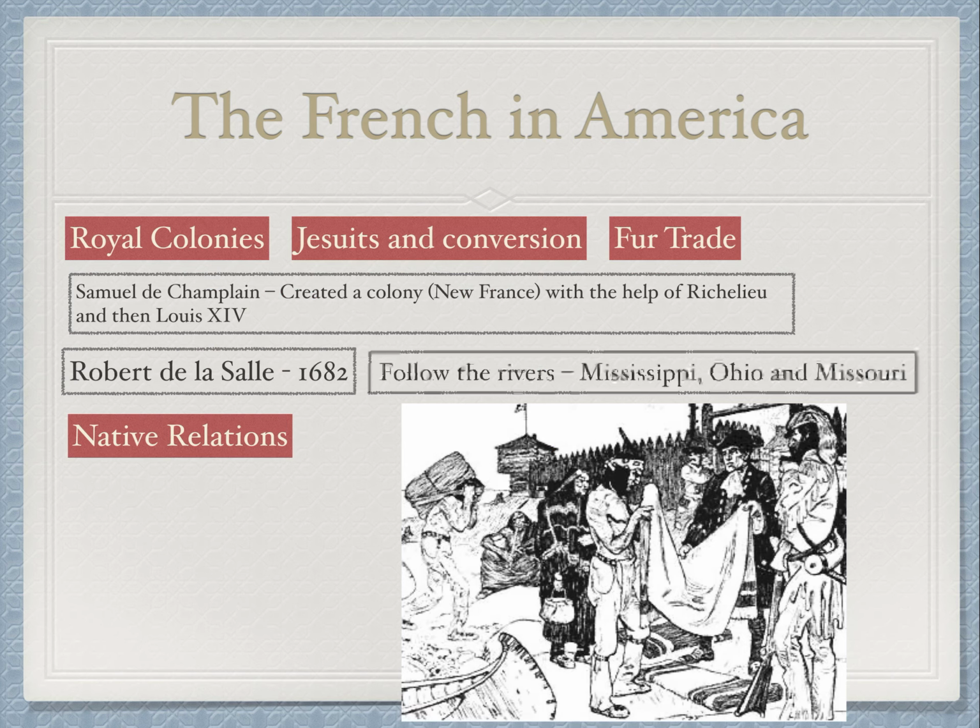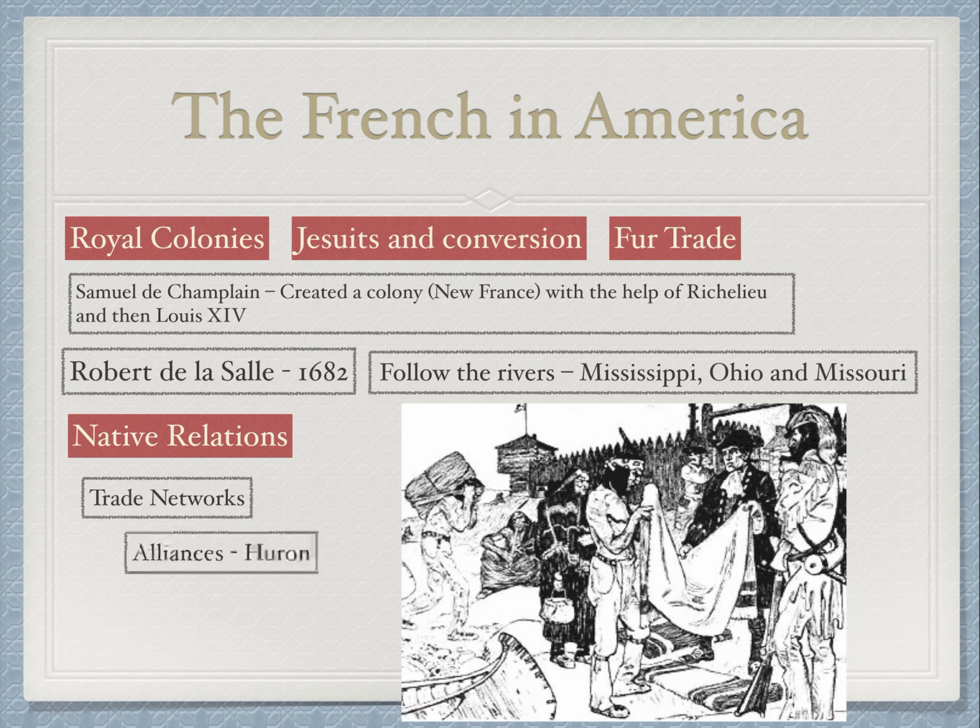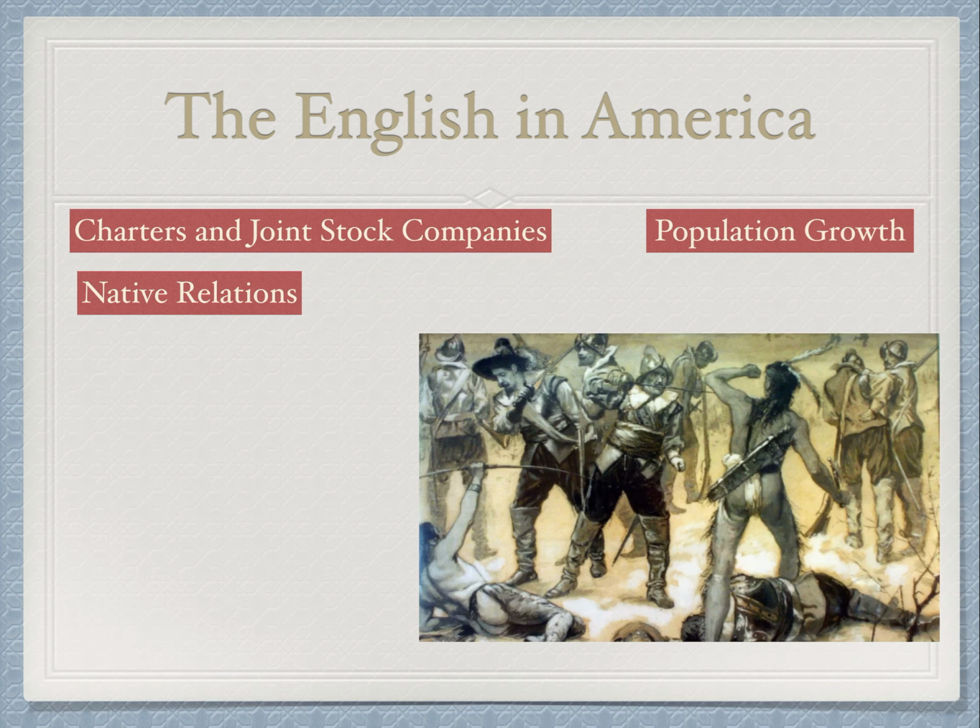In doing so, he comes into contact with a large variety of Native Americans. The Jesuits are going to be the French that come to America for conversion purposes, as Catholics, and they're also going to engage in the fur trade. Elaborate trade networks are established along with alliances with Native Americans such as the Huron, and you even see some intermarriage between the French and the natives. It's a very important relationship.